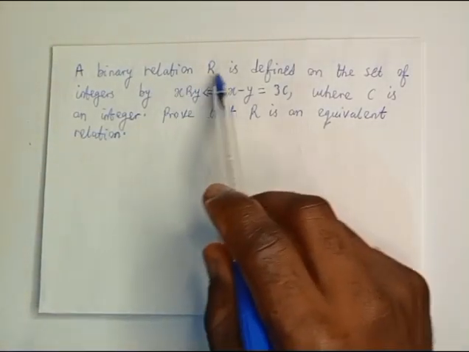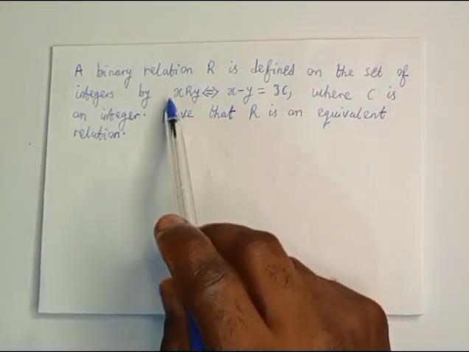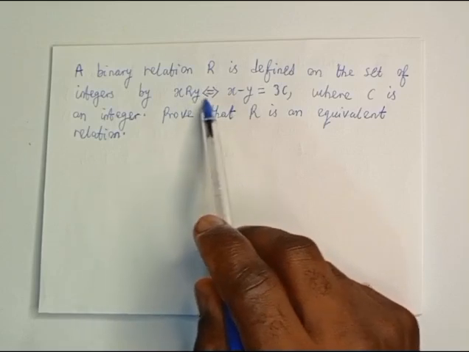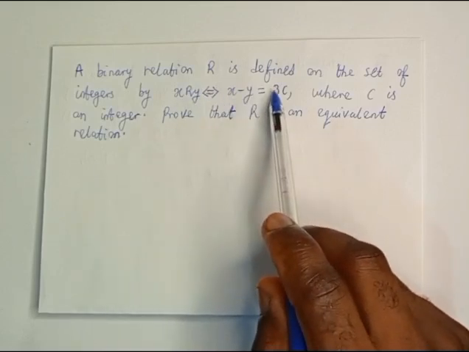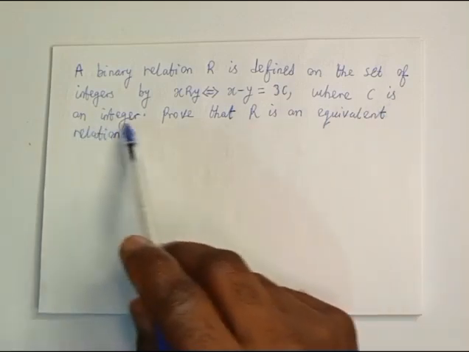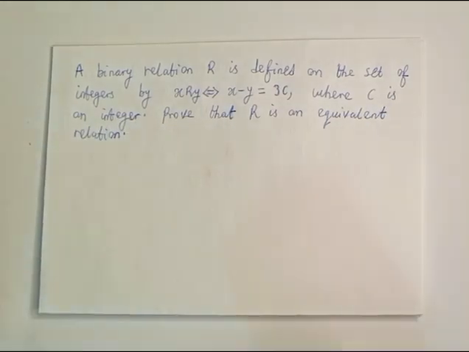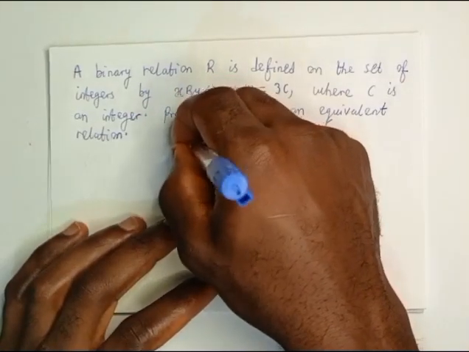A binary relation R is defined on the set of integers by x related to y if and only if x minus y is equal to 3c, where c is an integer. Prove that R is an equivalence relation. Take solution.